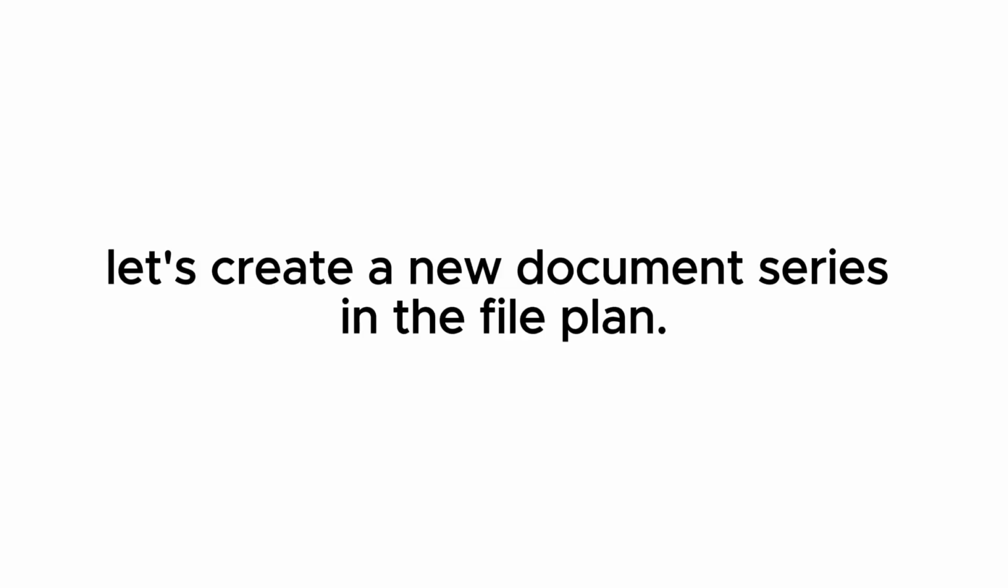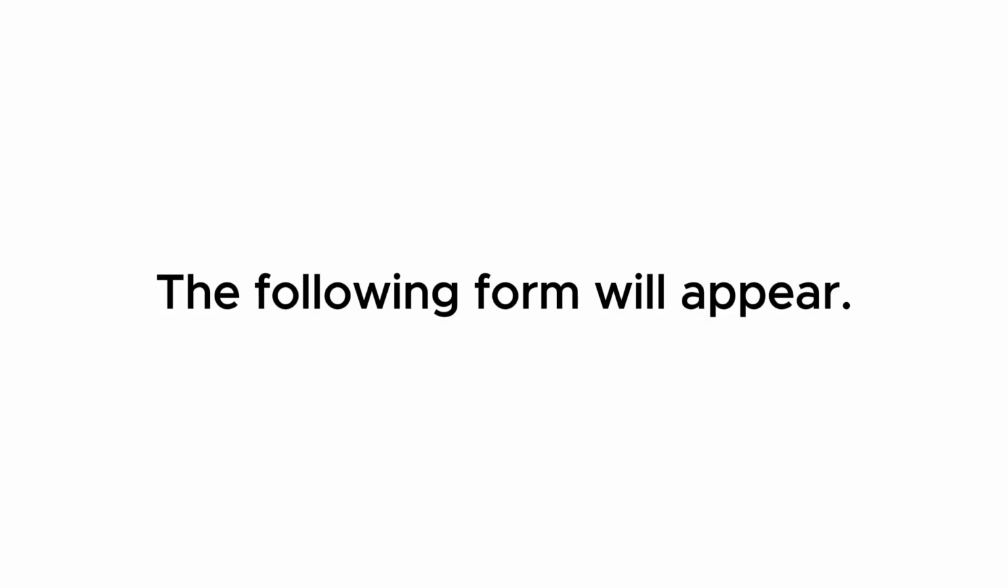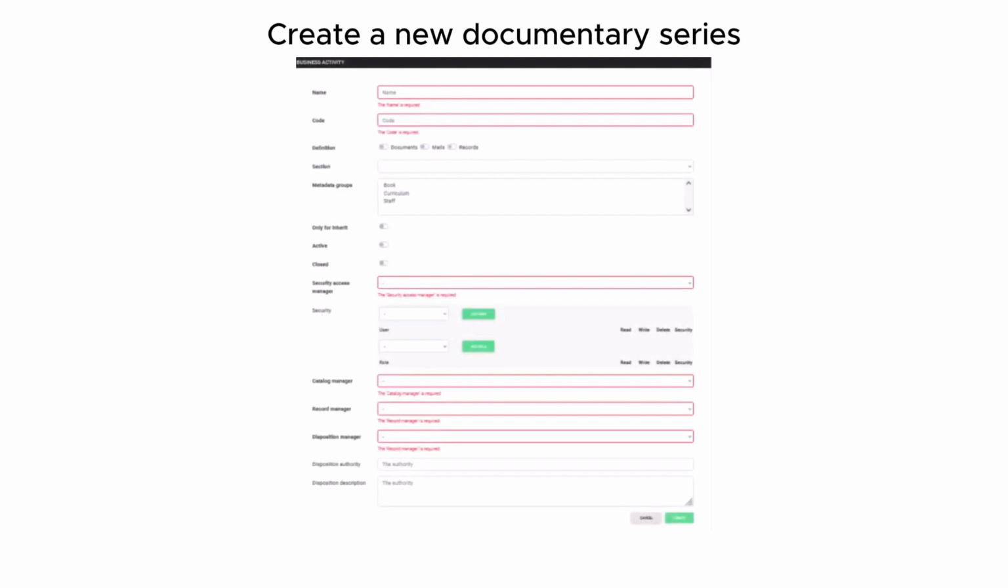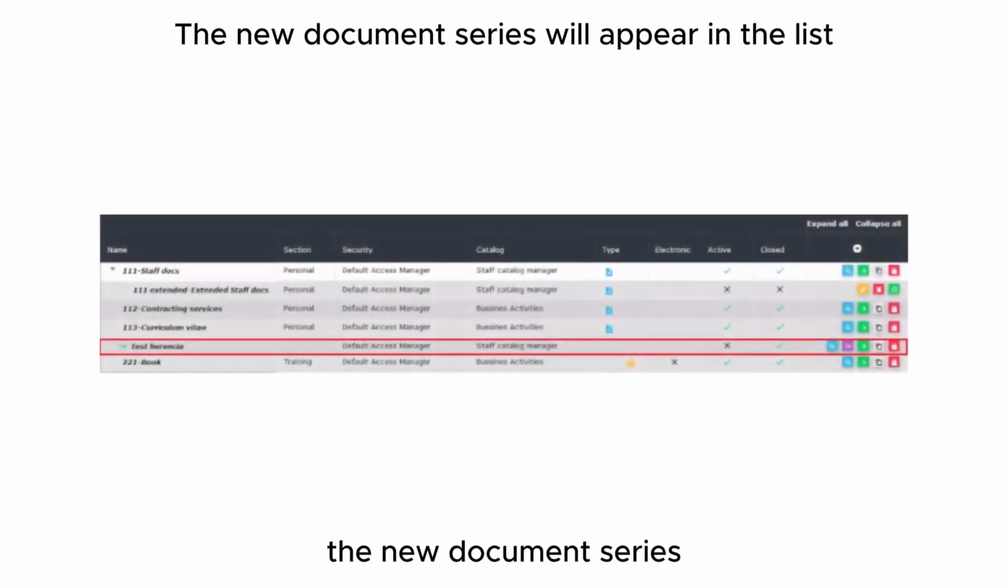For example, let's create a new document series in the file plan. Click on the New Type button. The following form will appear. Complete the fields as shown in the following image. Once created, the new document series will appear in the list.